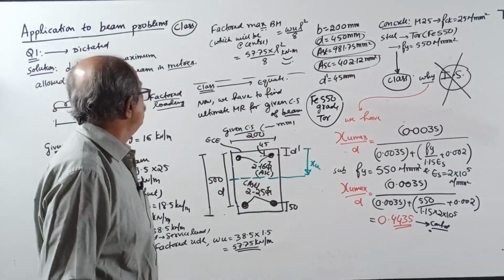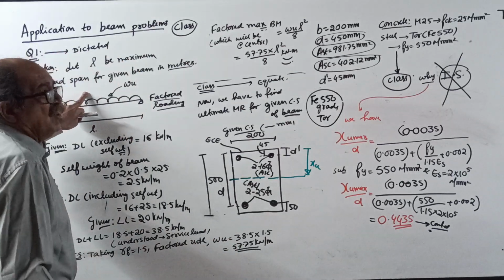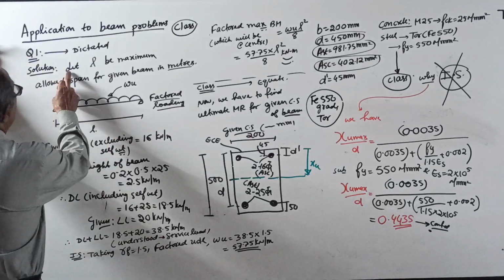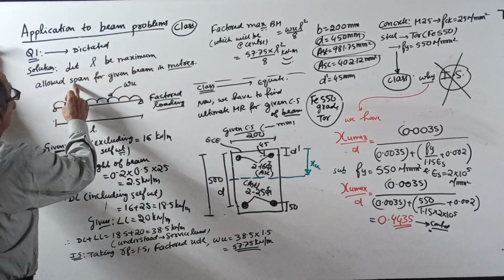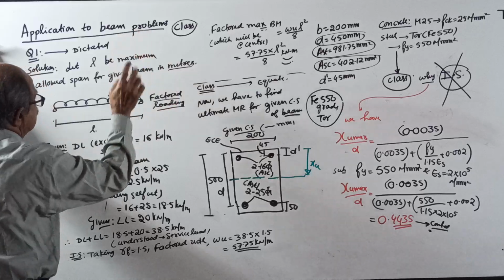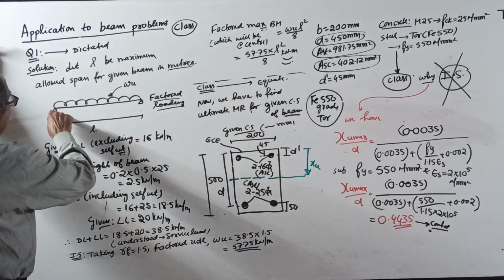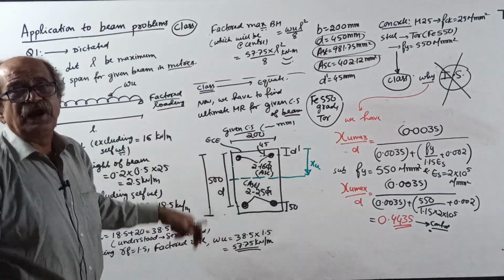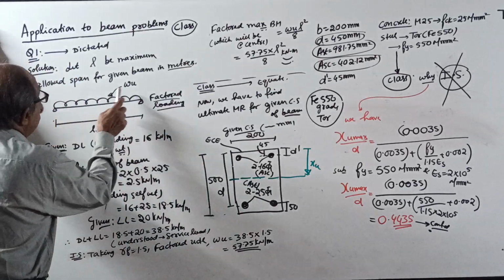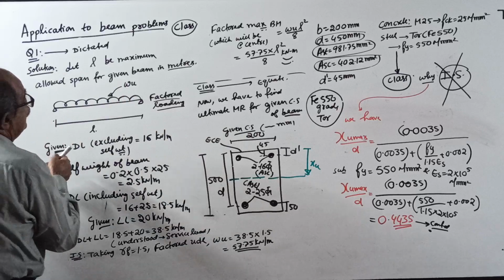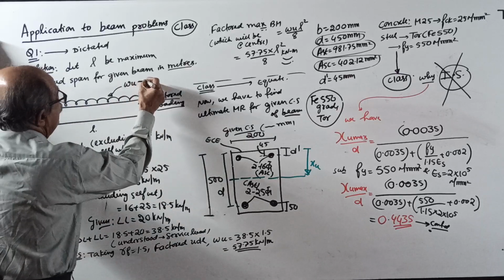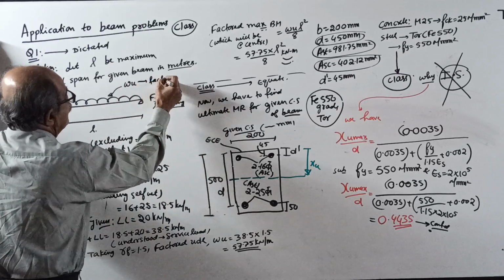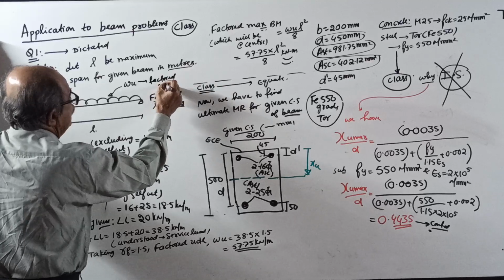Now, start solution. What do they want? They want the span. So start from there. Let L be the maximum allowed span for the given beam in meters. Now, I already told you we require factored loading. So let W be the factored UDL in kilonewton per meter.